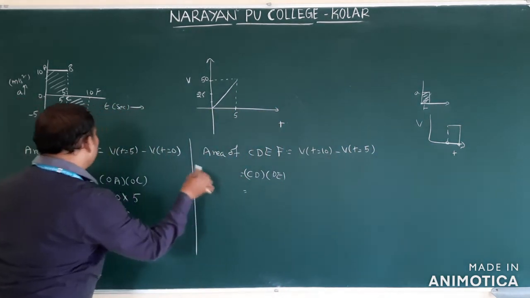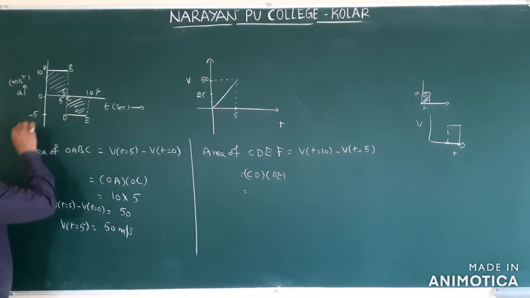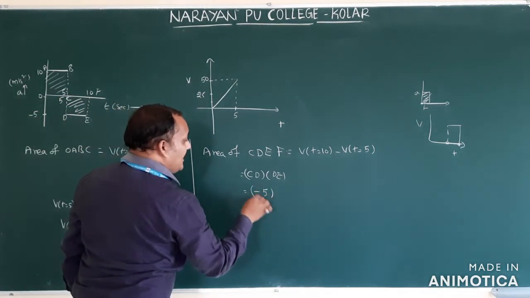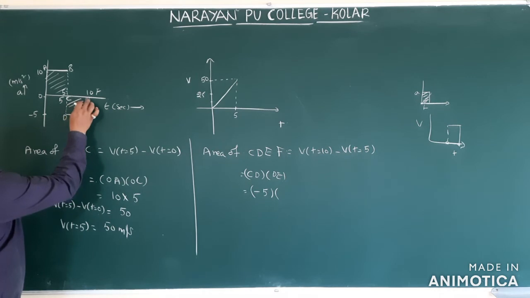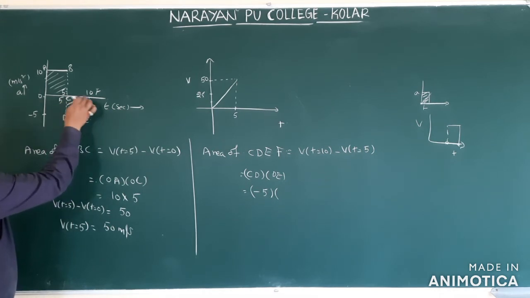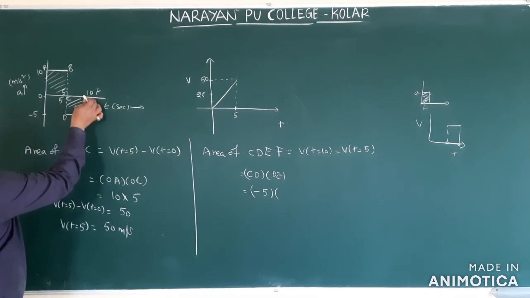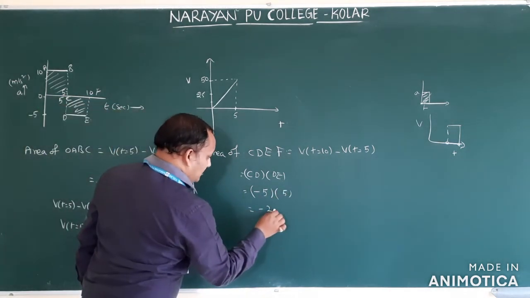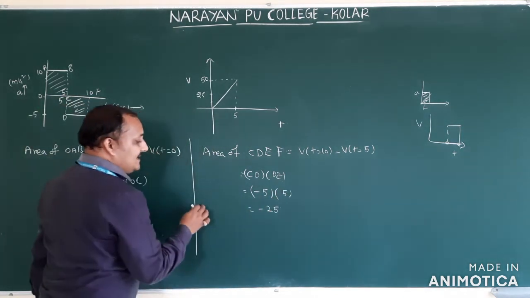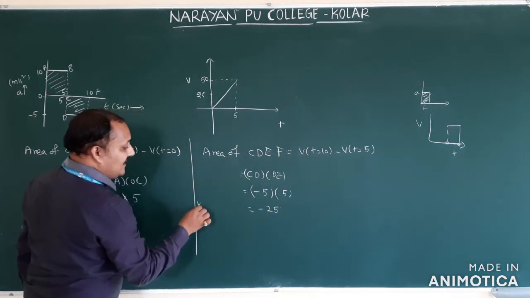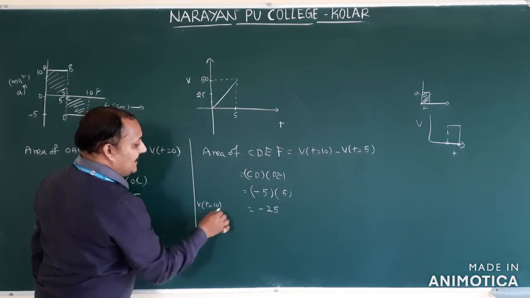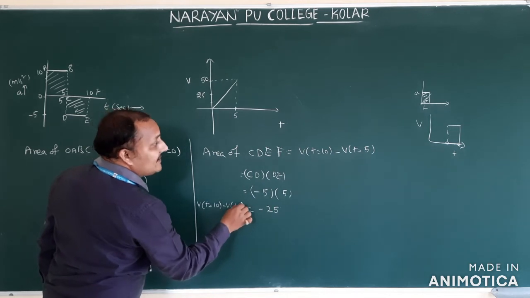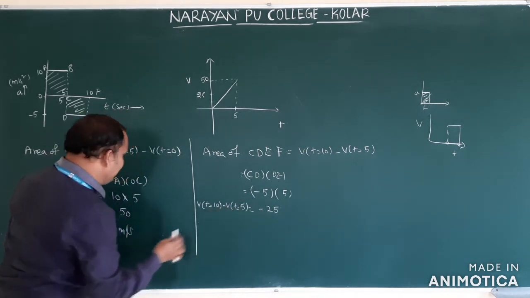Okay. So CD value how much? C to D, minus 5, into DE value. How much? 10 to 5. DE is nothing but CF. 5 to 10, or 10 to 5, the difference is how much? 5. So minus 25. This is nothing but LHS: velocity at t equal to 10 minus velocity at t equal to 5.